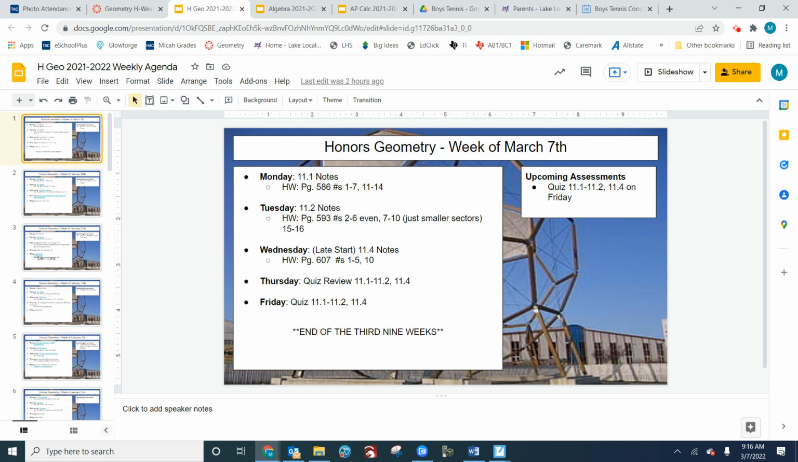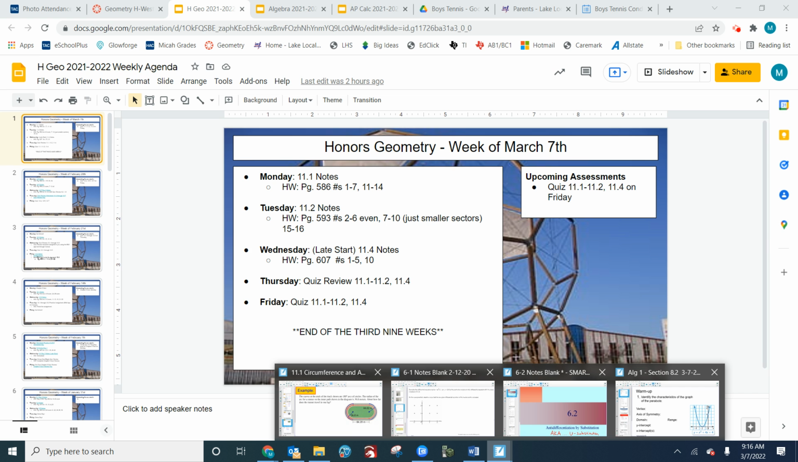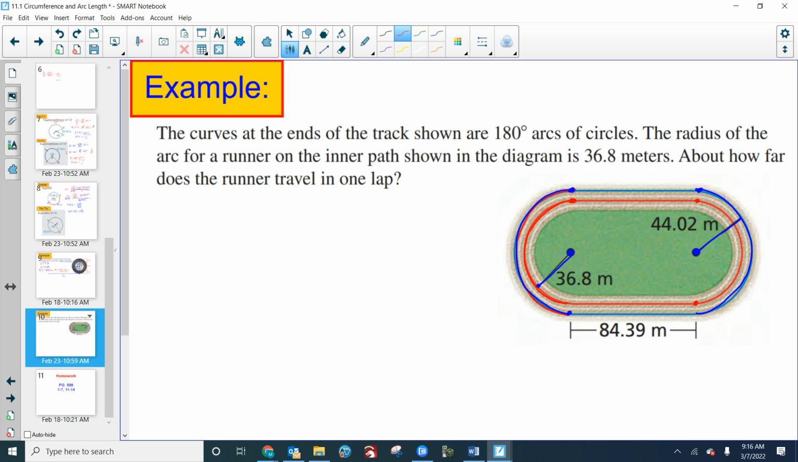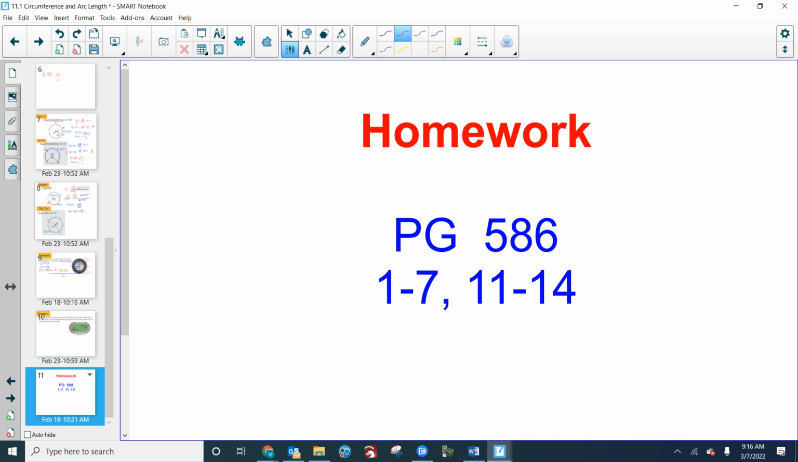All right, homework, page 586. Let's see, make sure it's the same as this. Yep. They're in. They are?